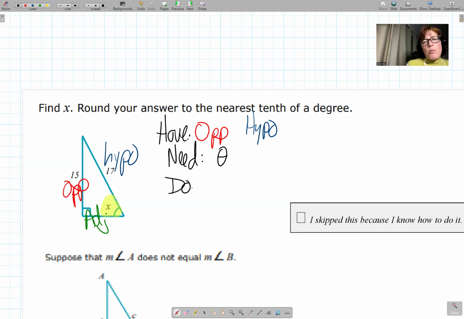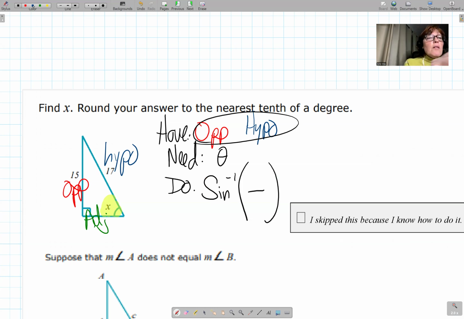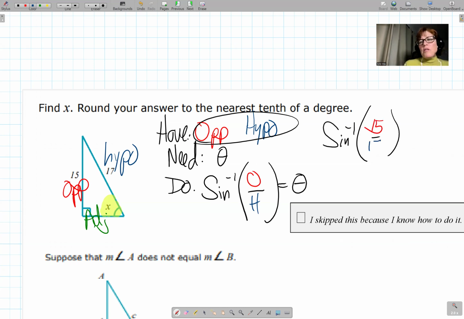So what do we do here? We're going to use the OH, inverse sine. So that is inverse sine, parentheses, opposite over hypo, equals theta. So inverse sine, parentheses, your opposite here is 15 and your hypo is 17. That equals theta, and it says round your answer to the nearest degree.